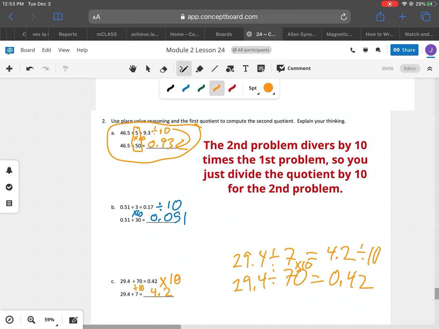Alright, so today, hopefully that's helpful. And remember, you only have to explain 2 of them. You can use numbers or words, but make sure you show something. Don't just write it down.